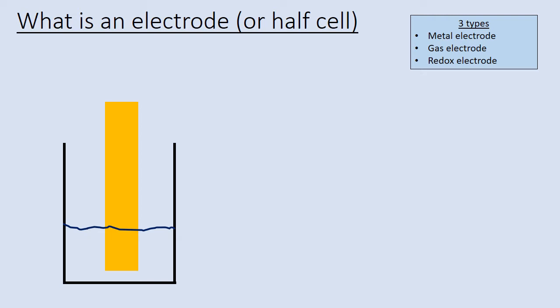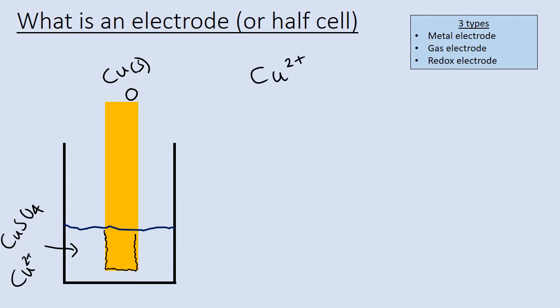Now they all have the same thing in common, and that is the fact that we have 2 oxidation states of the same element in contact with each other. So here we've got a piece of copper, which has the oxidation state 0 because it's an element. And we have a copper sulfate solution down the bottom, which will contain copper 2+ ions. So at this boundary here, you've got the same element in 2 different oxidation states. You've got copper 2+ and copper as an element, so oxidation state +2 and oxidation state 0 in contact with each other.